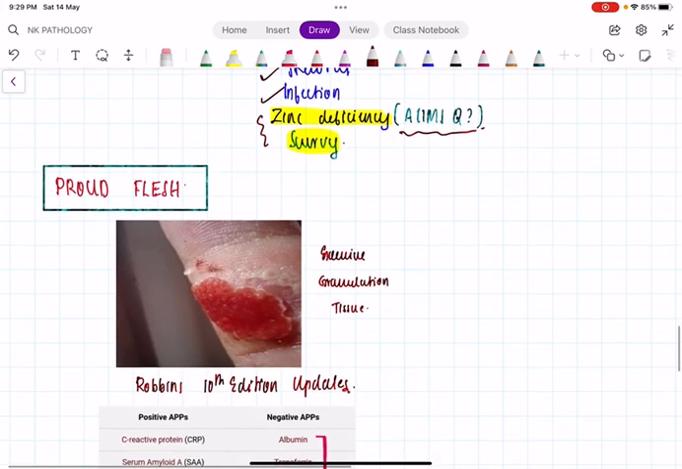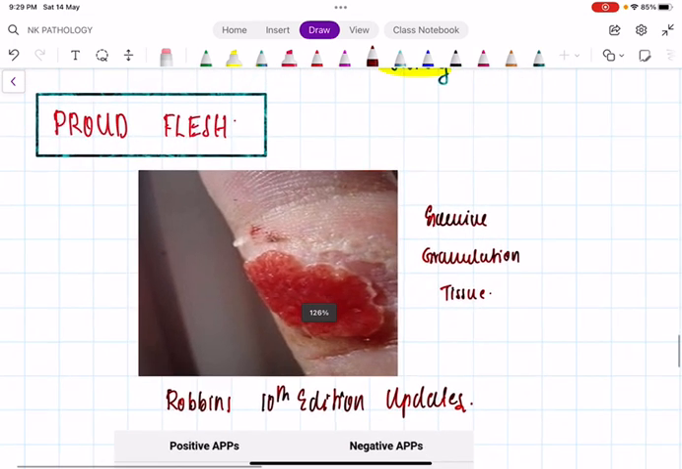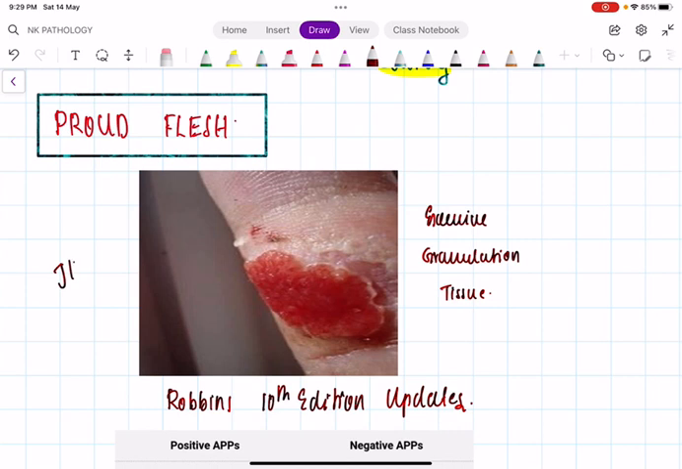Then of course I have already discussed hypertrophic scar and keloid. Here there comes an important condition. This picture has been asked once in JIPMER. And what is this image? This image is nothing else but proud flesh. Proud flesh is because of excessive granulation tissue. Whenever there is excessive fibroblast activity we say contracture, hypertrophic scar, keloid, and similarly whenever there is excessive granulation tissue we call it proud flesh.